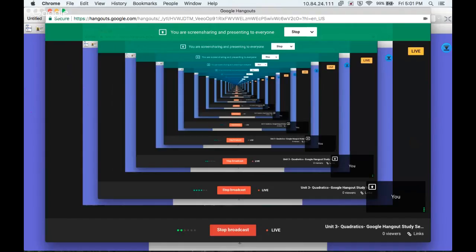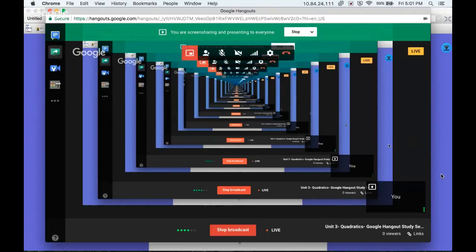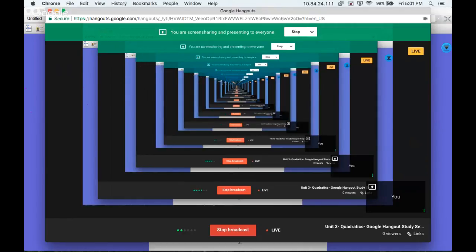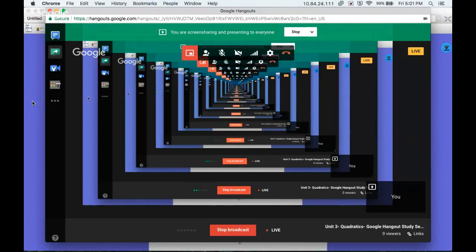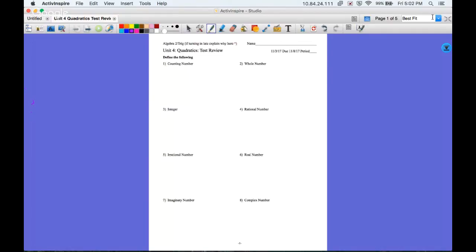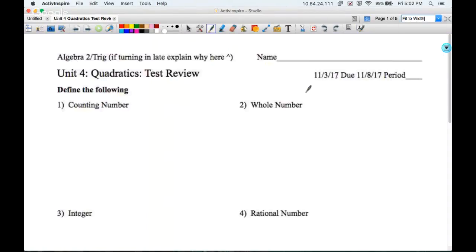Since we're at 0 viewers, I'm just going to start by going through that first page, and hopefully by the time I finish that first page, somebody will jump in and start asking questions about specific problems. But the first page is all about number types, so we just need some good definitions here.